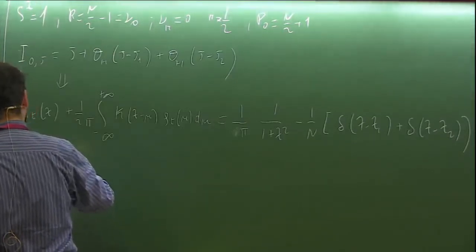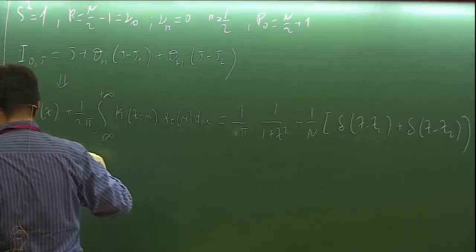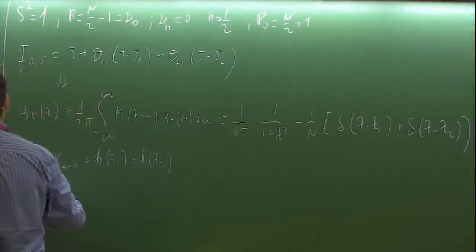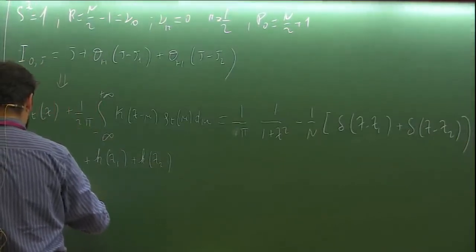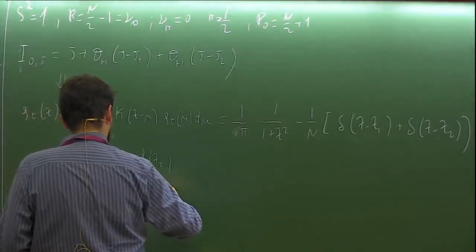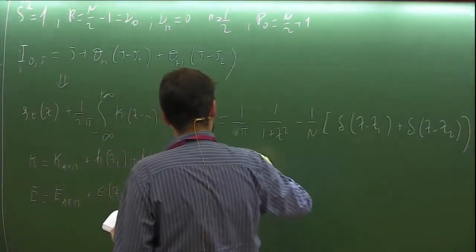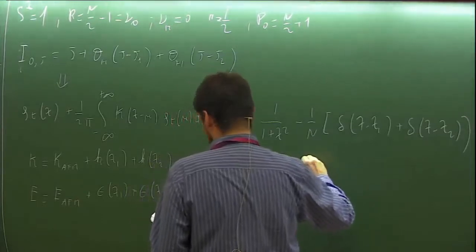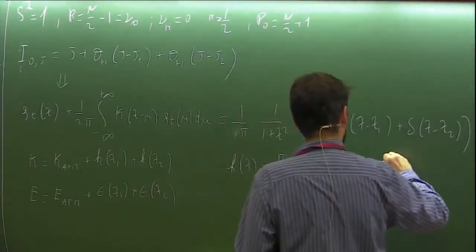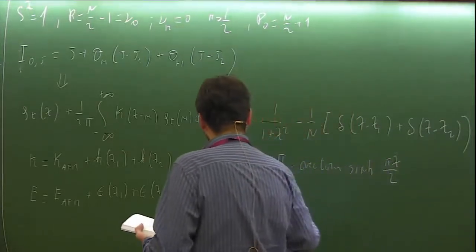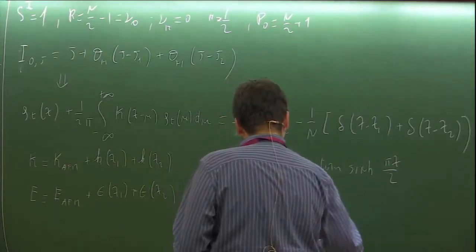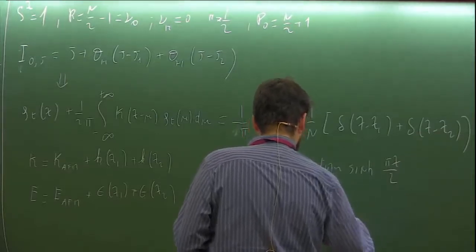And I find that in this case, the momentum is equal to the ground state contribution plus k(λ1) plus k(λ2), and the energy is the energy of the ground state plus ε(λ1) plus ε(λ2), where this k of lambda is pi over 2 minus arctangent of the sinh of lambda pi divided by 2, while this epsilon of lambda turns out to be pi over 2 divided by cosh of lambda pi over 2.